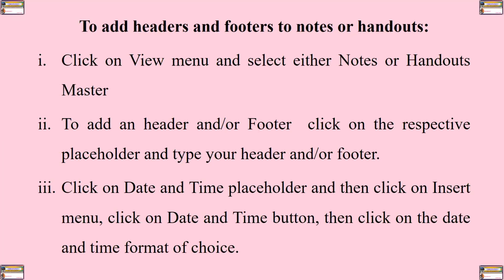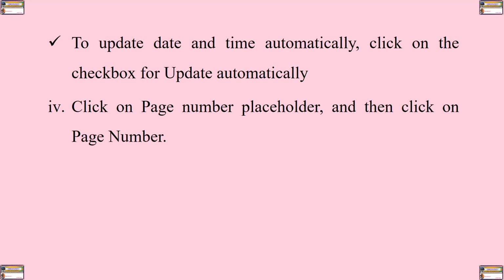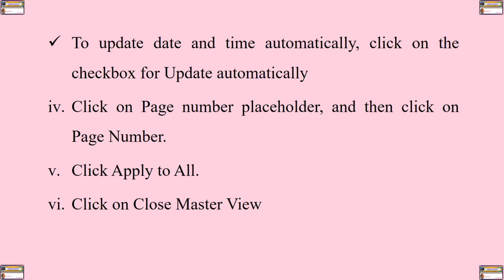Click on Date and Time placeholder and then click on Insert menu. Click on Date and Time button, then click on the date and time format of choice. To update date and time automatically, click on the checkbox for Update Automatically. Click on the page number placeholder and then click on page number. Then click on Apply to All. Finally, click on Close Master View.